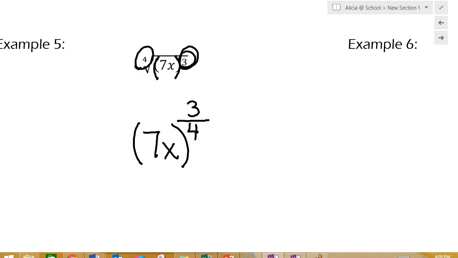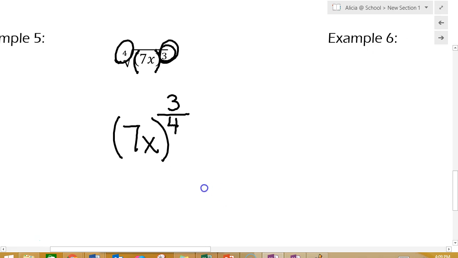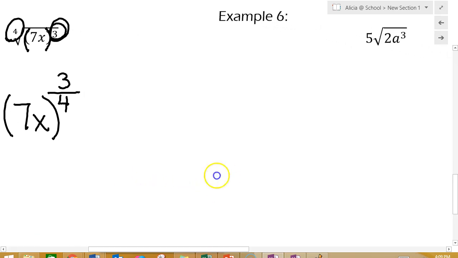Also be careful that you actually make your exponents look like exponents. We don't want to see that 7x and then the 3/4 right next to it. You want to make sure that it's an exponent that is up in the air. Just so that I don't think you're trying to multiply those.